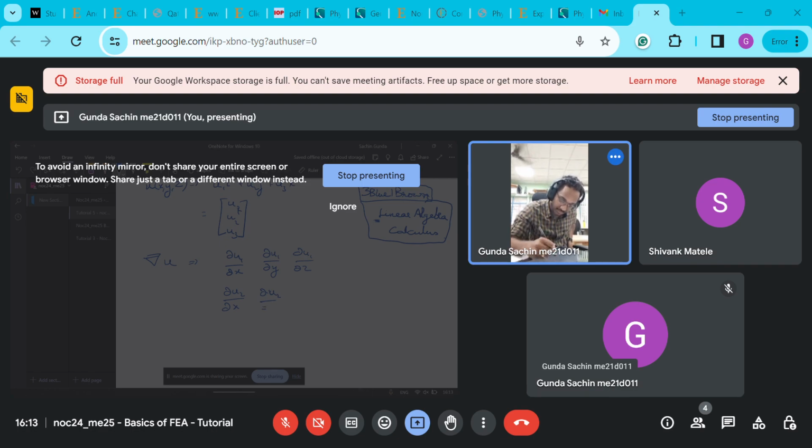It's like individually each component you are finding out what's the gradient in respect.